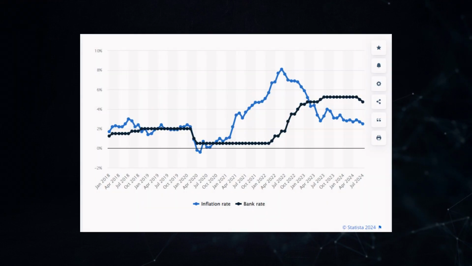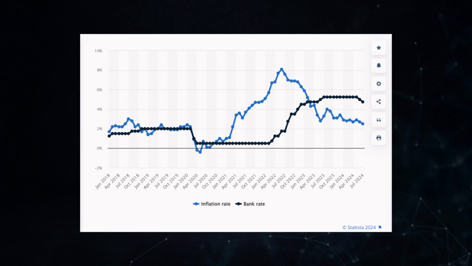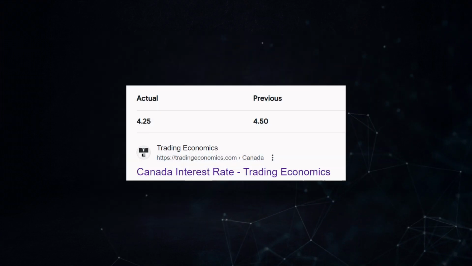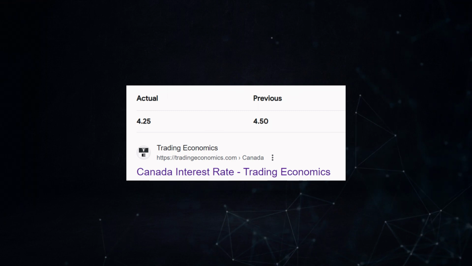If we just look at Canada for a few seconds, since 2021, Canada has experienced significant changes in interest rates. In response to the high inflation, the Bank of Canada raised its policy rate from a historic low of 0.25% in March 2022 to a peak of 5% by July 2023. But as inflation began to cool and economic growth slowed down, the central bank started cutting rates in June 2024. As of September 2024, the policy stands at 4.25% after 3 consecutive 25 basis point cuts.